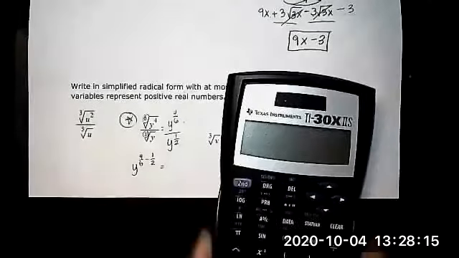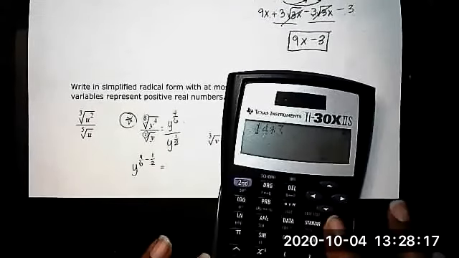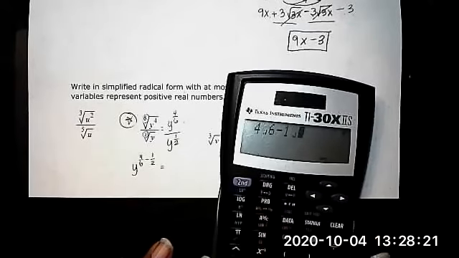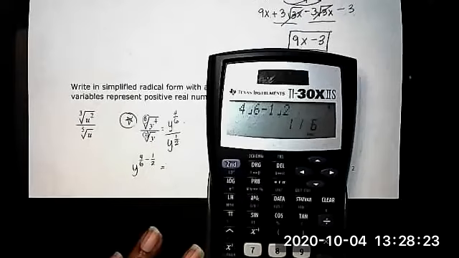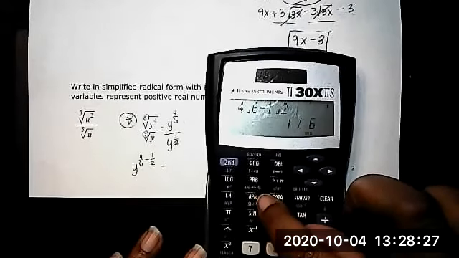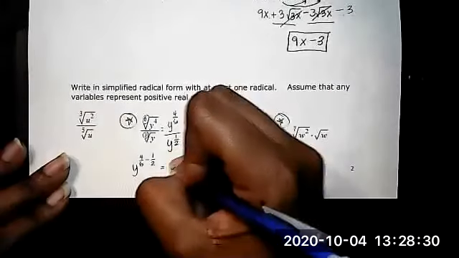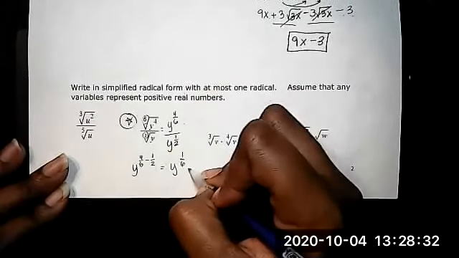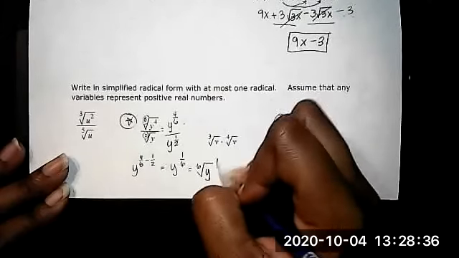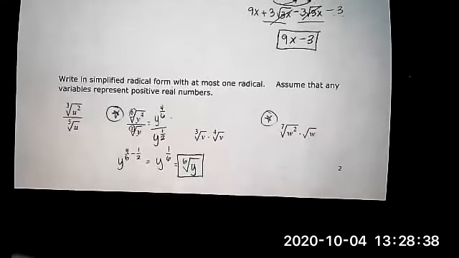So I can put that in my calculator. 4/6 minus 1 divided by 2. That backwards L. I'm pushing this button instead of divide so it can give my answer as a fraction. So my fraction answer would be y to the 1/6. And then I change this back into radical. 6 roots of y to the 1 power. That is how I get my answer there.